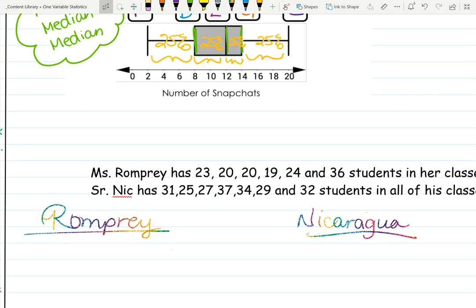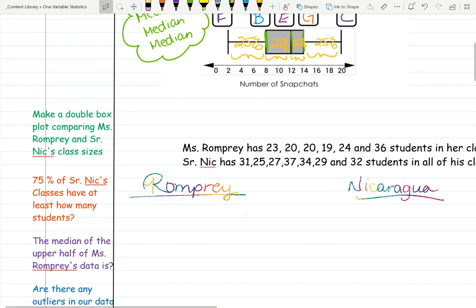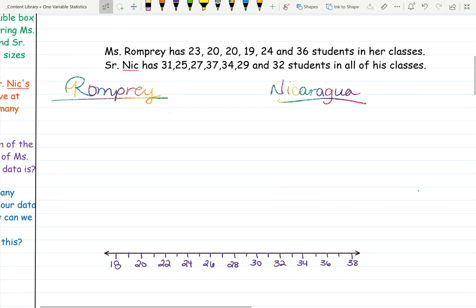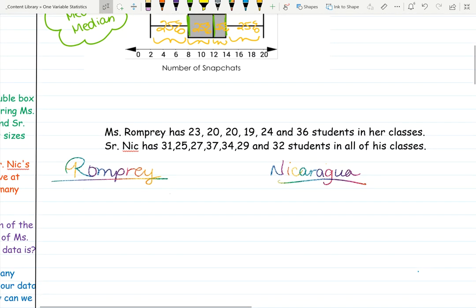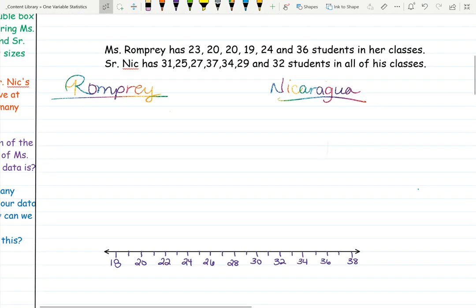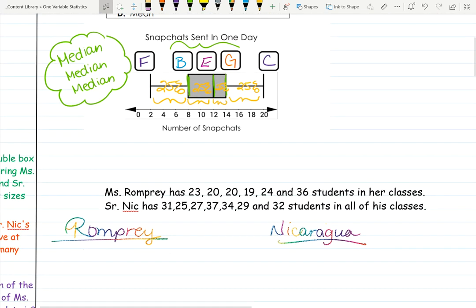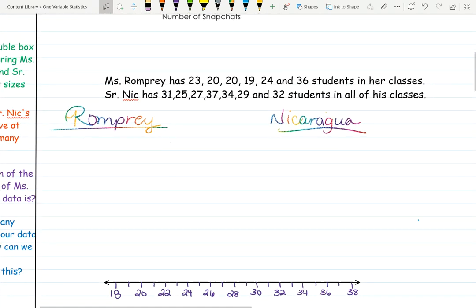So when we look at this, we're given some data. It's going to have us make a double box plot comparing my and Mr. Nick's class sizes. Now notice, here's my nice number line. I kind of already set it up a little bit. And I have a lot of room up here because I'm going to make a double box plot, which means I'm just going to have 2 of these box plots, but utilizing the same number line. So back to our mantra, median, median, median. In order to find the median, the middle, well, what do we have to do first? We have to list everything from least to greatest.